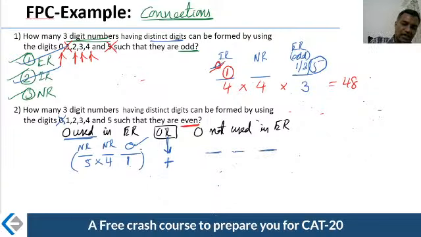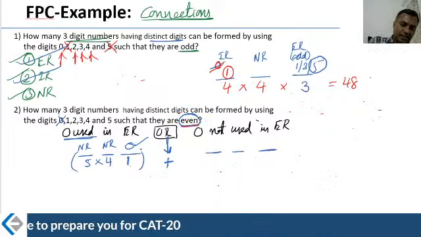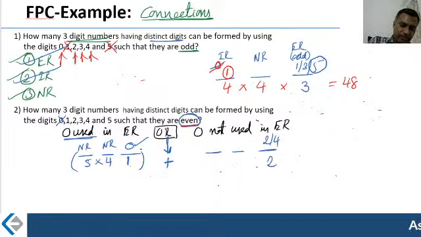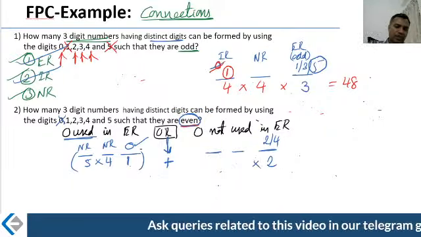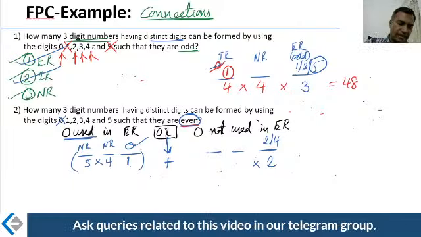What is the second case? 0 is not used in the explicit restricted area, yet it should be even. So what are the digits that you use? 2 or 4? 2 ways. All right, 2 ways, 2 or 4. But you don't use both 2 and 4 simultaneously. One of them you would have used. Let's assume that you used a 4.